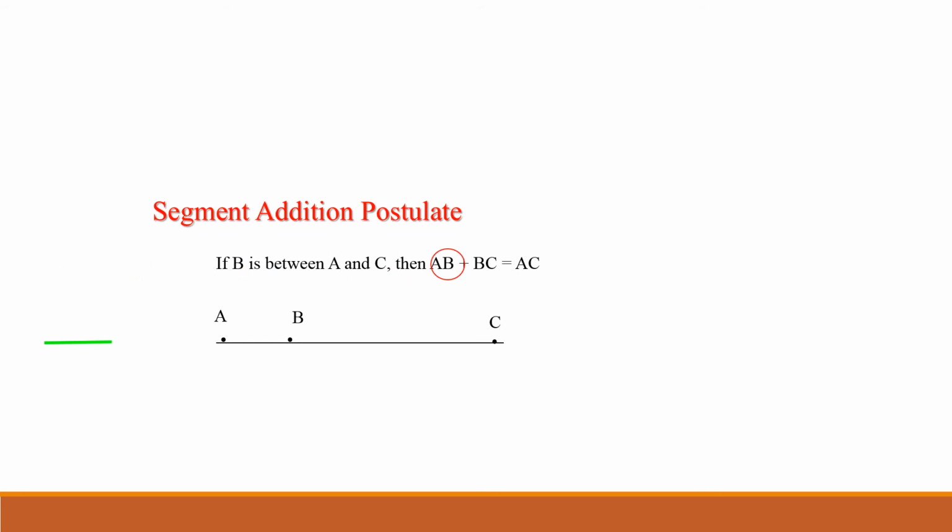So what I can do is I'm going to take the AB portion. I'm going to add on BC's portion. So they're connected. It's like connecting two line segments together. And when I connect them, it makes a longer line segment, AC. So that's all it is. Now we did some examples with this in class.